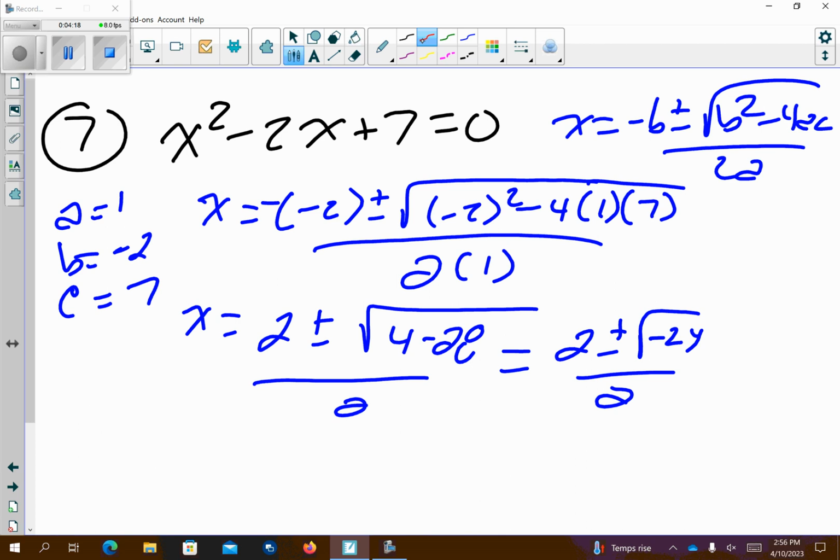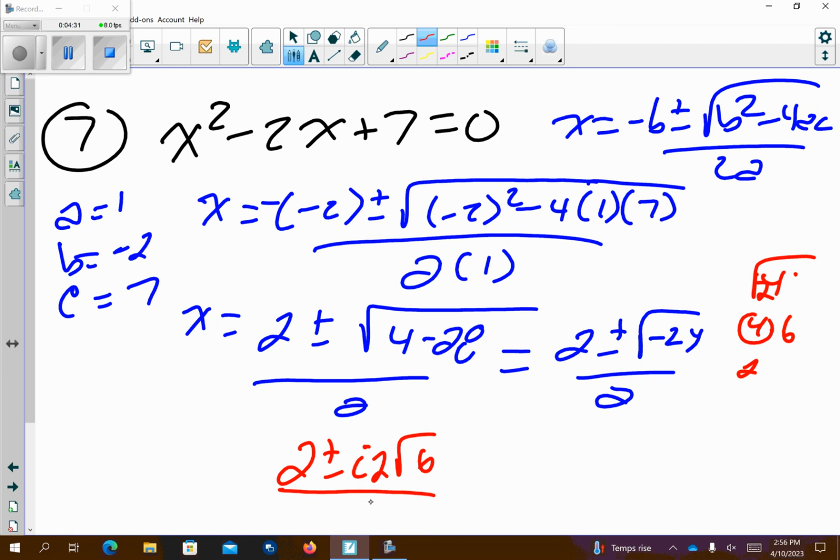So two things are going to take place here. We're going to get i as part of our answer, and then root 24 breaks down to 4 times 6, so square root of 4 is 2, so I get 2 root 6. So 2 root 6, so i 2 root 6. And then we can go ahead and reduce this. Everything outside reduces. So I get 1 plus or minus i root 6 is my answer.